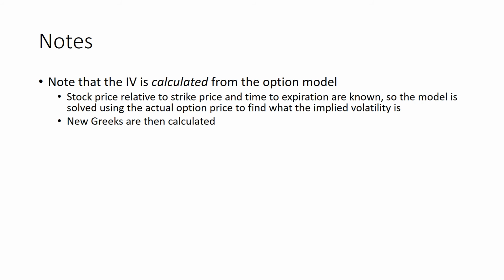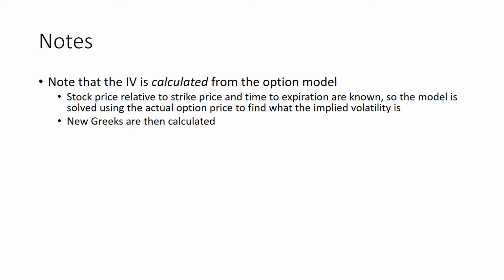So let's look at some notes. Note that the implied volatility is calculated from the option model, based on what the delta is, what the gamma and theta are, and the stock price relative to the strike and the time to expiration. So you solve the model using the actual option price and basically back solve through the model to get the implied volatility. So when you look in Thinkorswim or something and you see implied volatility of the option is 40%, this was basically back solved through the model to find that, and then the other Greeks are then calculated.